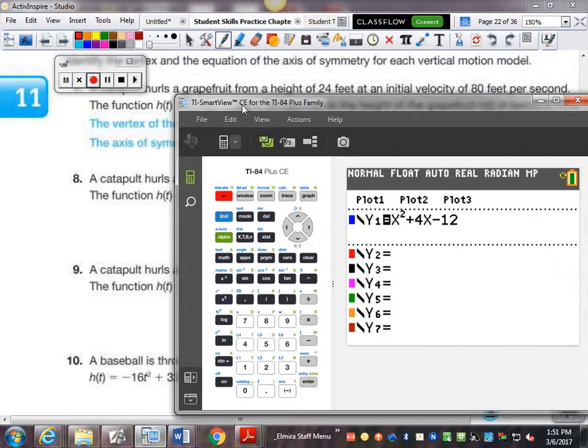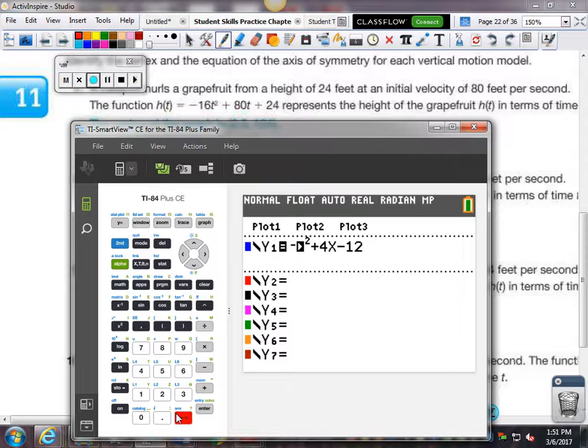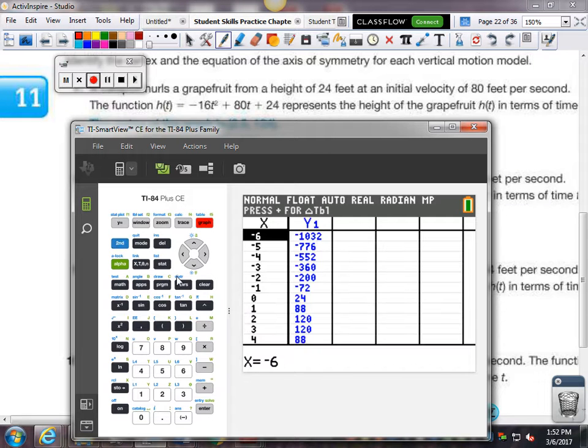So the example, we've got y equals -16x squared plus 80x plus 24. Now it wants you to find the vertex and the axis of symmetry. The easy thing to do sometimes is to look for the axis of symmetry and the vertex right in the table. You want to find that highest or lowest value.